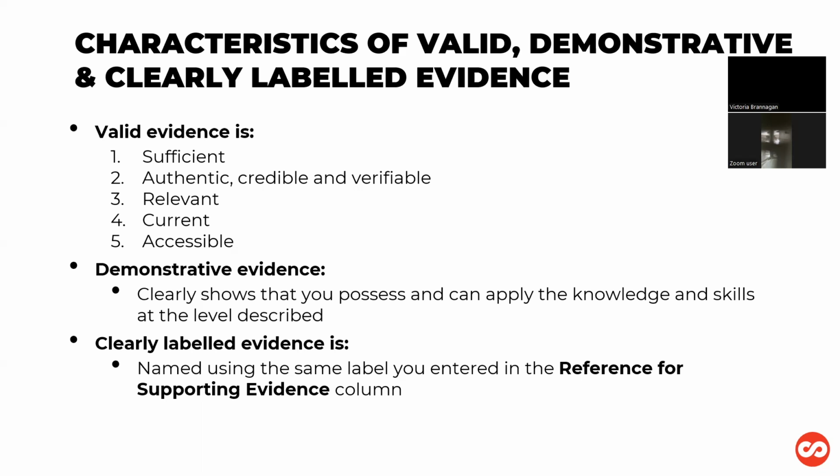So the clearer and better organized your evidence is, the easier it will be for the evaluator to see what you know and can do, and that helps make your assessment faster and more accurate. If things are disorganized or unclear, it could slow down the process or even affect your scores. Then clearly labeled. Your evidence must be clearly labeled. You must name your evidence exactly the same as you noted in the evidence grid. The evaluator will only look for the supporting evidence name you included in the evidence grid.